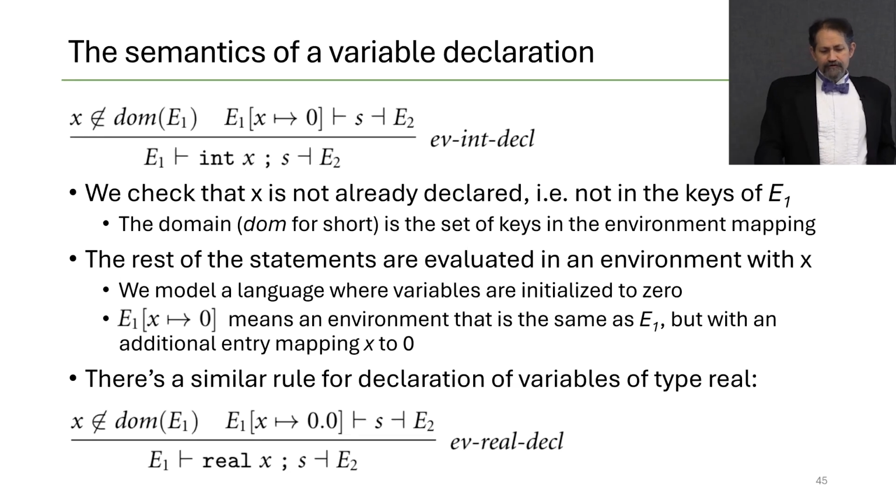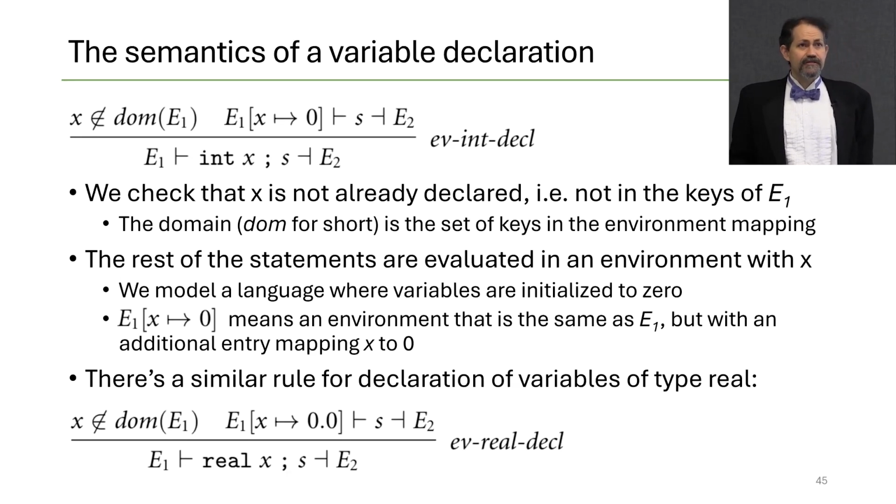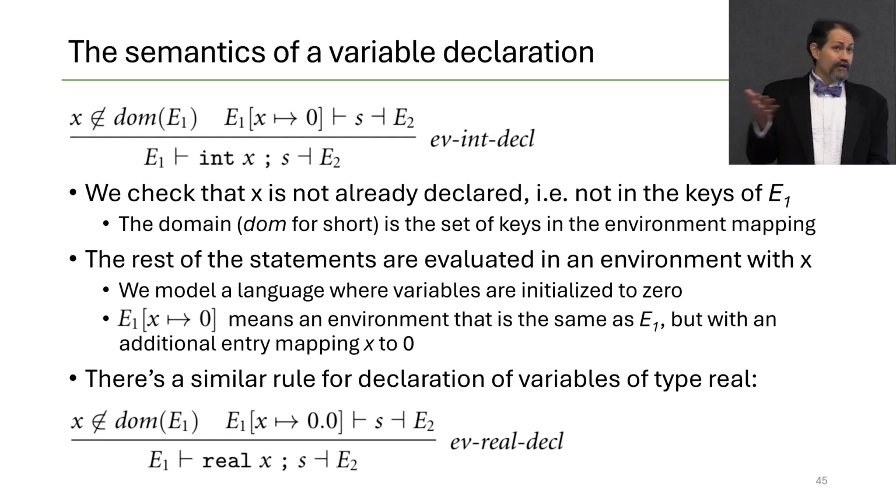So we're evaluating this statement in some environment E1. And because we're declaring x, we'd like to know that x is not already declared, right? Because if it was already declared, maybe as a real number, then there might be some confusion about whether x is a real or an integer. We could override the old value with a new value. That would be a kind of shadowing semantics. But for the semantics here, we're just going to check that it's not already declared, and we're going to say it's an error if you declare a variable that's already declared.